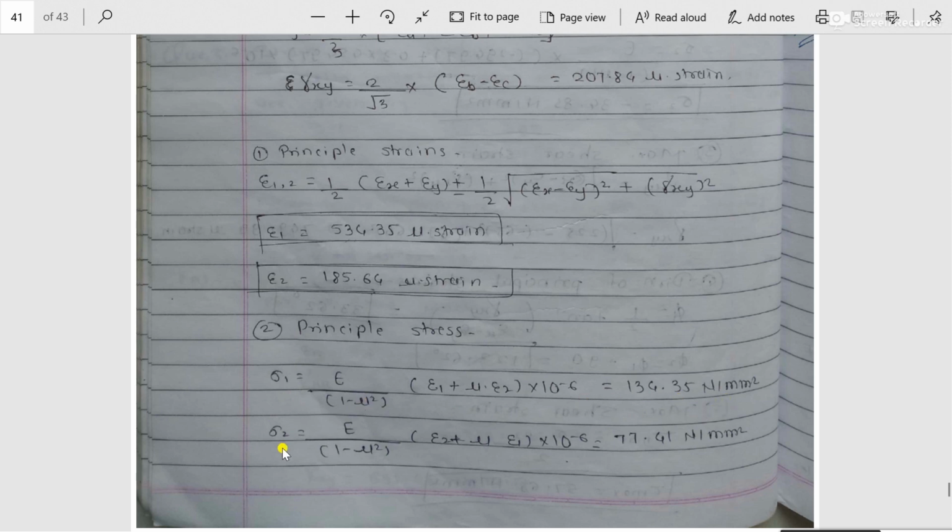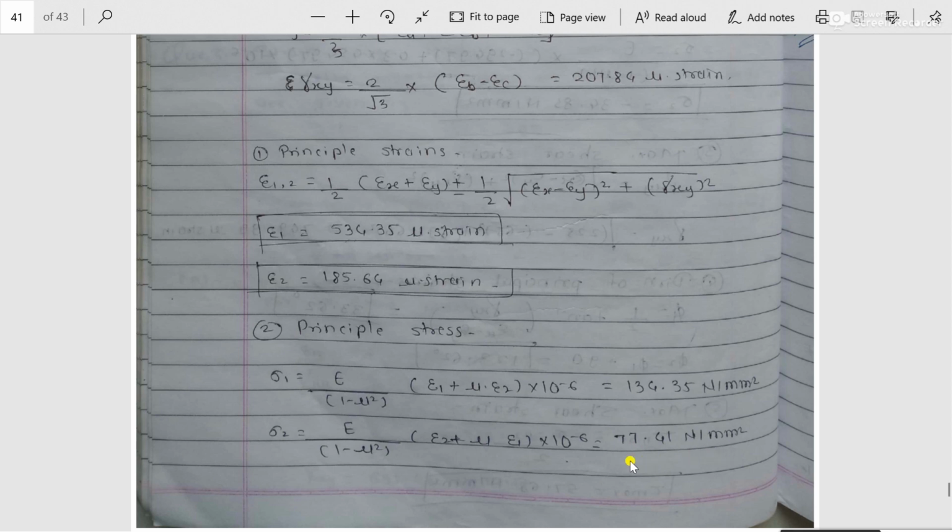Similarly, the formula for sigma 2 is also given. Once again I have to put the value of Young's modulus, then mu, then the values of epsilon 1 and epsilon 2 in the sigma 2 equation, and again multiply by 10 raised to minus 6. By solving this sigma 2 equation, I will get the value of the secondary principal stress, that is 77.41 Newton per mm square.